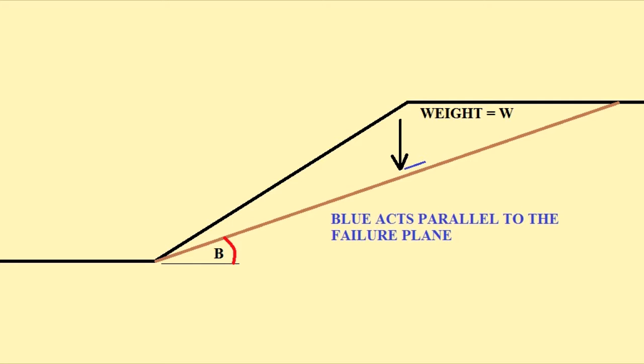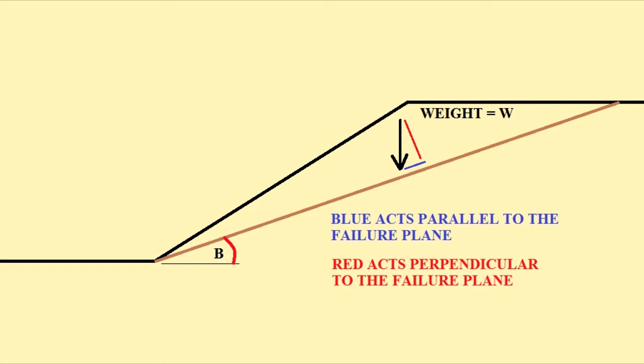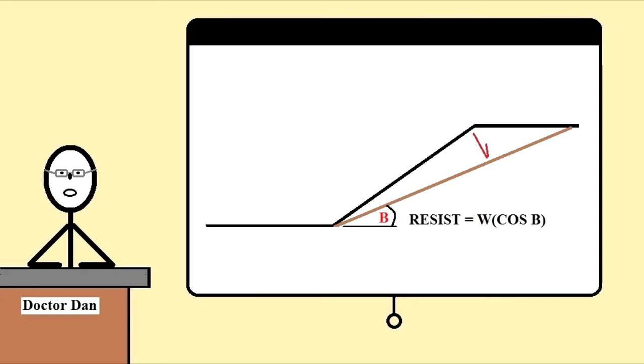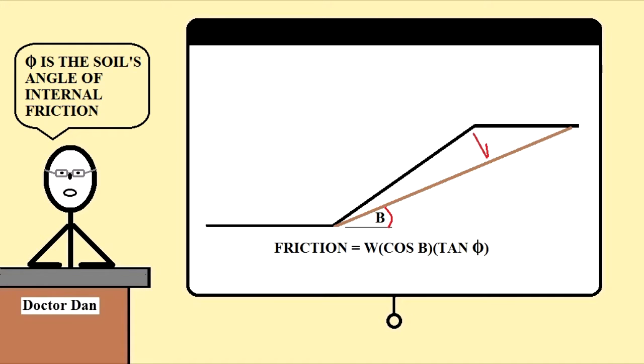The weight has two components. One component acts parallel to the failure plane, and the other component acts perpendicular to the failure plane. The component that acts parallel to the failure plane is trying to fail the slope. The component that acts perpendicular to the failure plane resists failure by developing friction between the failure wedge and the main body of the slope.